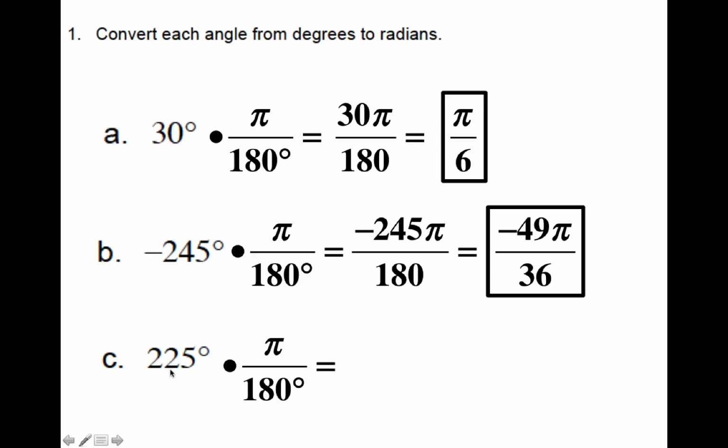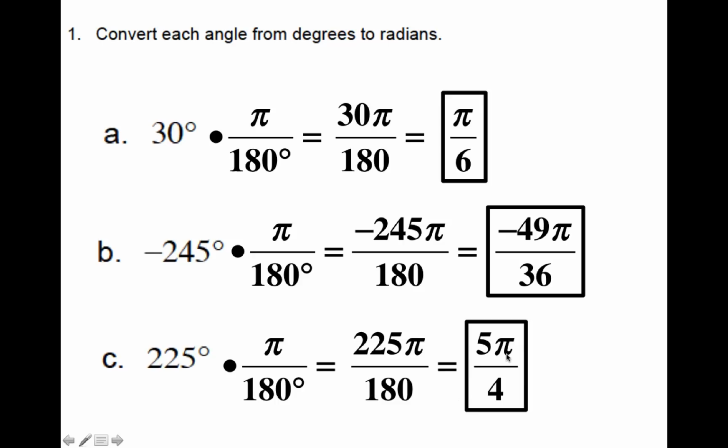225, we're going to multiply by pi over 180. So multiplying across, 225 pi over 180, where the degree units cancel. Typing into my calculator 225 divided by 180, math fraction, you get 5 pi over 4. So it's 5 over 4, but remember the pi is on top.